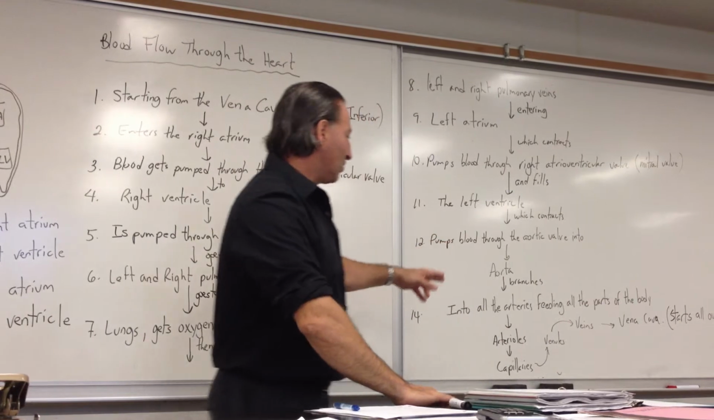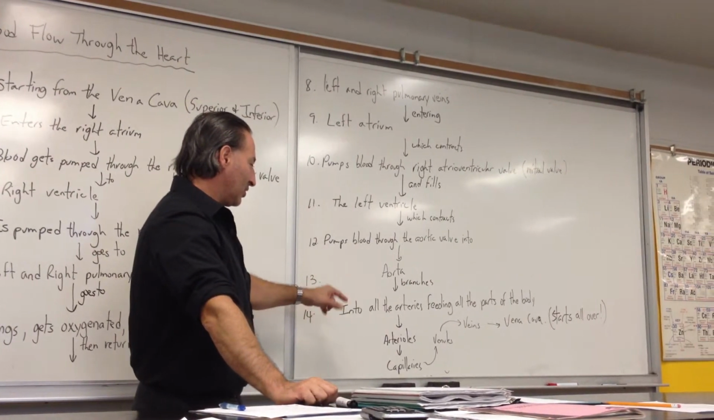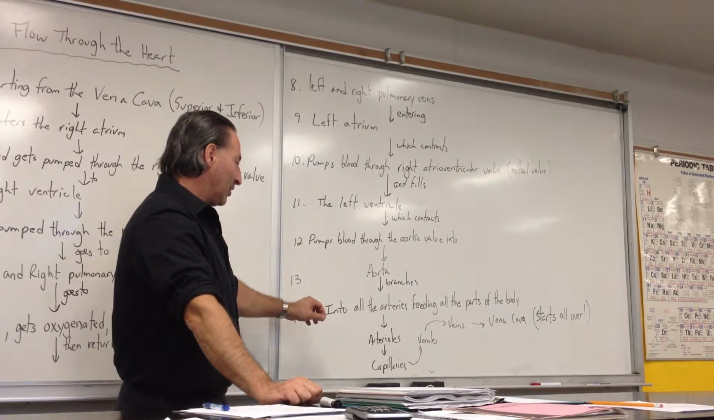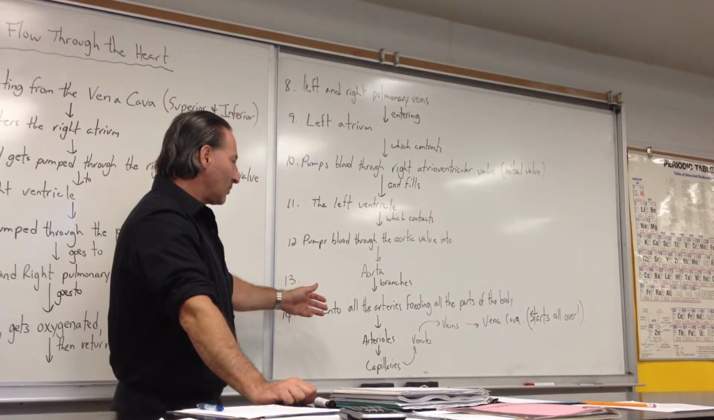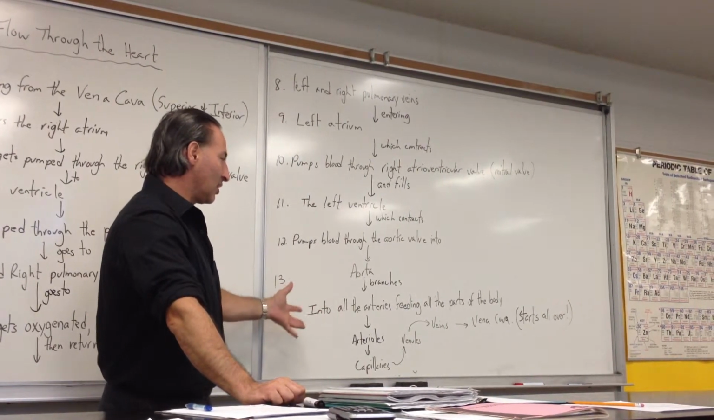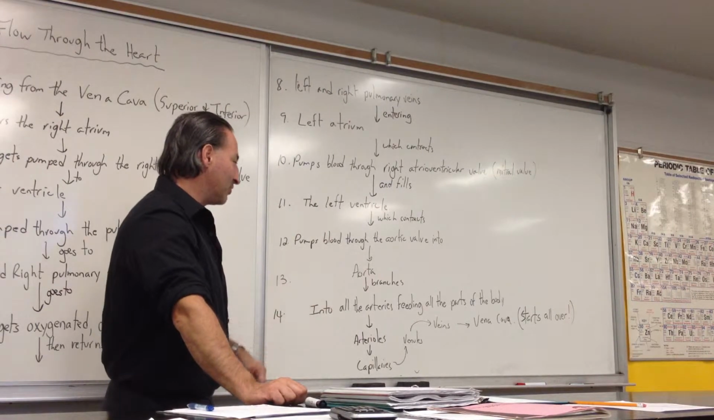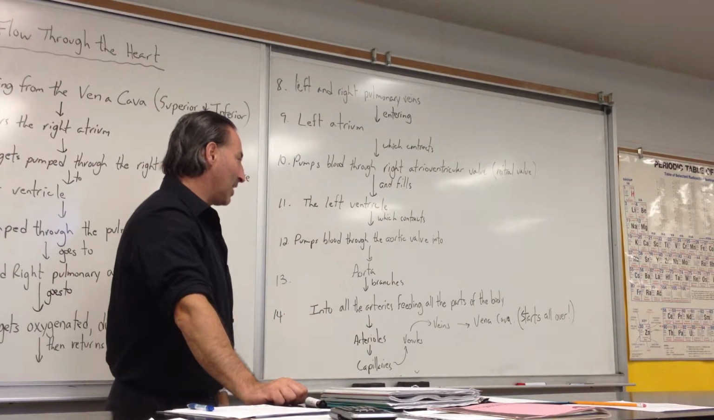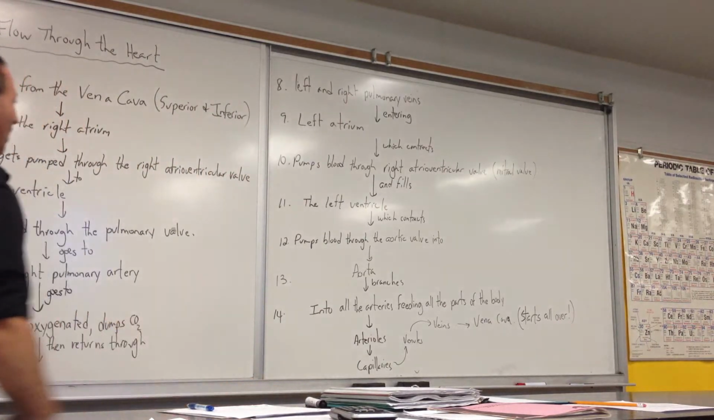The arteries turn into arterioles as they get further and further away from the heart. The arterioles turn into capillaries, where the blood releases its oxygen into the tissues, and it also picks up the carbon dioxide from the tissues. Then the blood returns back through venules and veins, and then finally back to the vena cava, where the whole process starts all over.